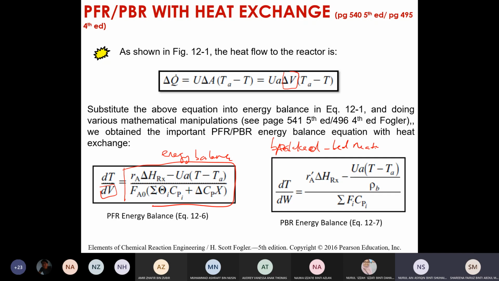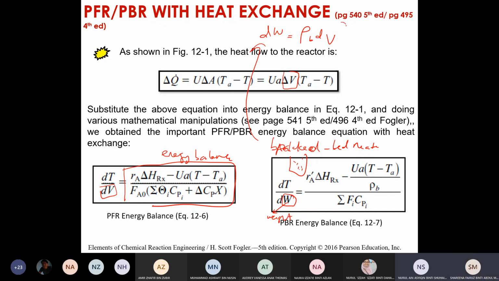Okay, kita ada catalyst yang being packed on the reactor. Okay, that's why kita consider weight instead of volume. This one is the weight of catalyst. So same je, alright. But this one we don't have a delta CP. And this dW, alright, is equal to rho B dV.